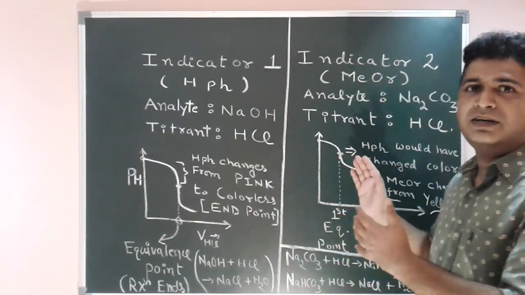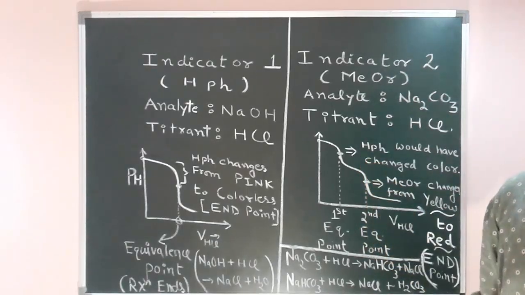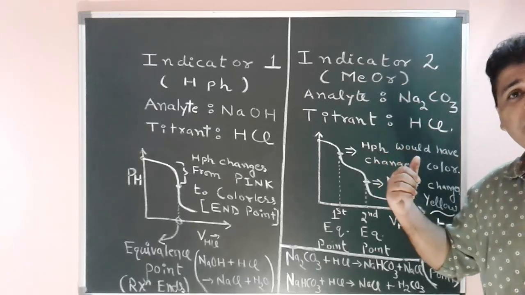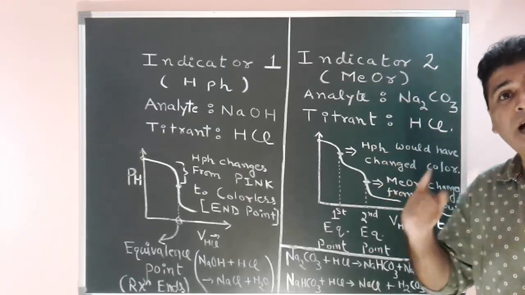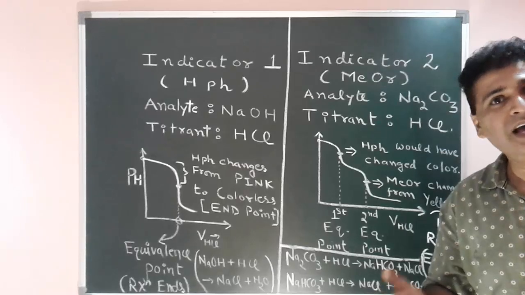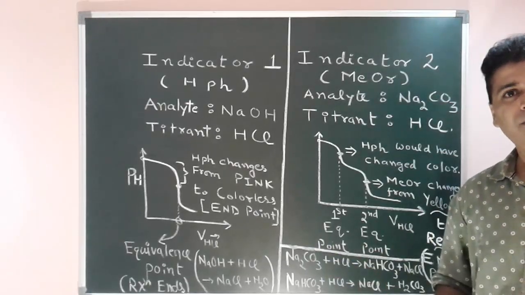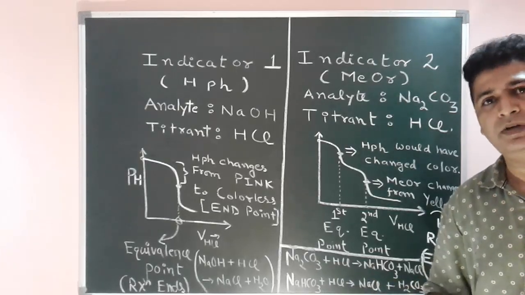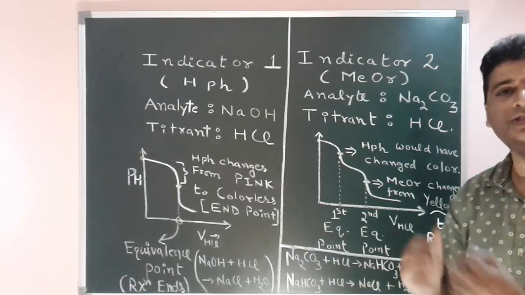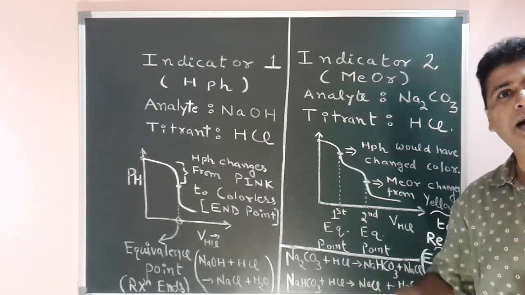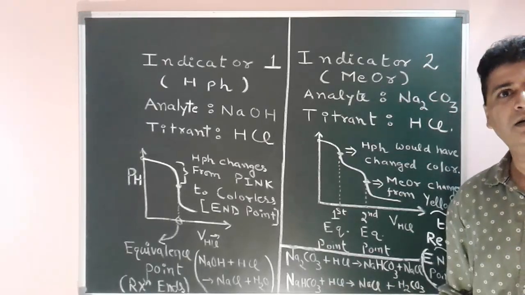Now let us come to the second type of titration. Mind you, this is a different titration. In this titration, the analyte is different. Now we have not used NaOH, instead Na2CO3. Na2CO3 is also a strong base. We have taken Na2CO3 inside a beaker as analyte. Again the titrant is HCl, a strong acid.